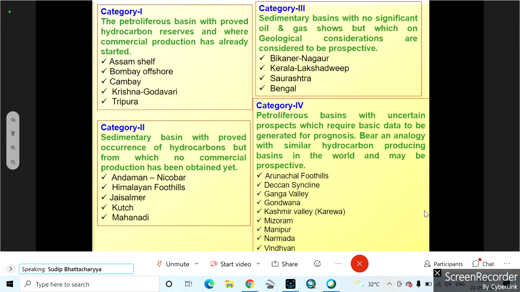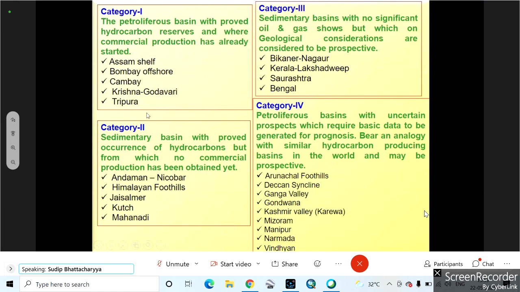So now, friends, the last part is the petroleum part. According to the petroleum, your ONGC has earmarked categories of basins based on petroleum generation. Petroliferous basins are normally categorized into 4 types. Category 1 is the petroliferous basin with proved hydrocarbon reserves where commercial production is also in operation.